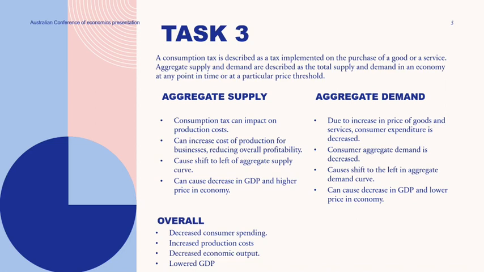Whilst the implementation of a consumer tax affects predominantly consumers, it can also affect the production costs for producers. By increasing the cost of production for producers, the overall profitability of the firm can be reduced, causing a shift to the left of the aggregate supply curve. This can overall cause a decrease in GDP and a higher price in economy.